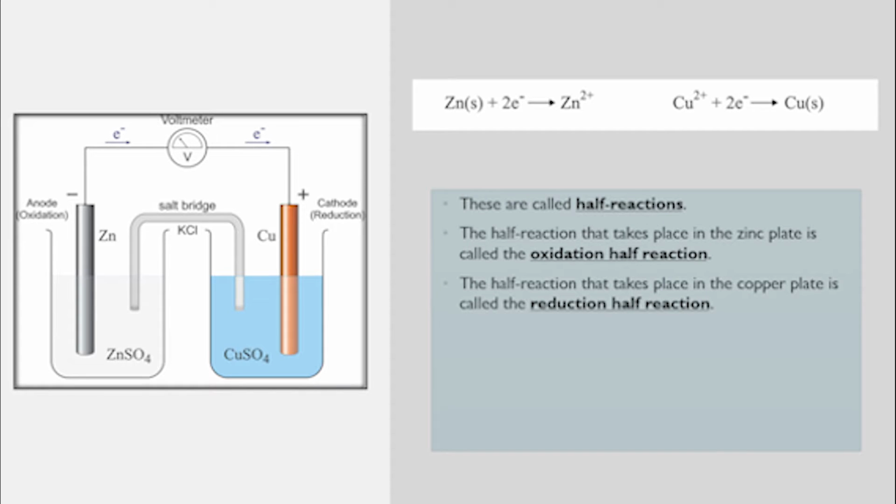A half reaction is a part of an overall reaction that represents either an oxidation or a reduction. The half reaction that takes place in the zinc plate is called the oxidation half reaction, while the half reaction that takes place in the copper plate is called the reduction half reaction. What happens in the zinc-copper cell?